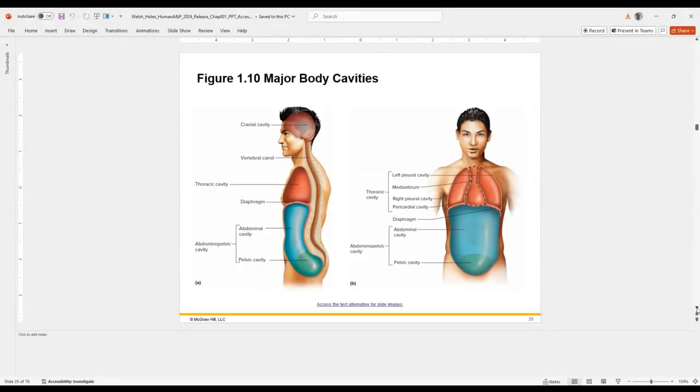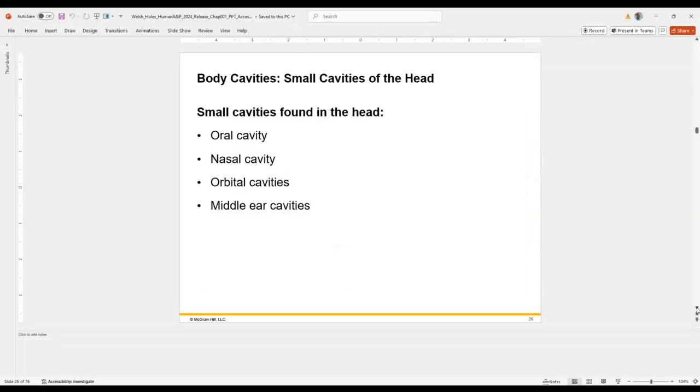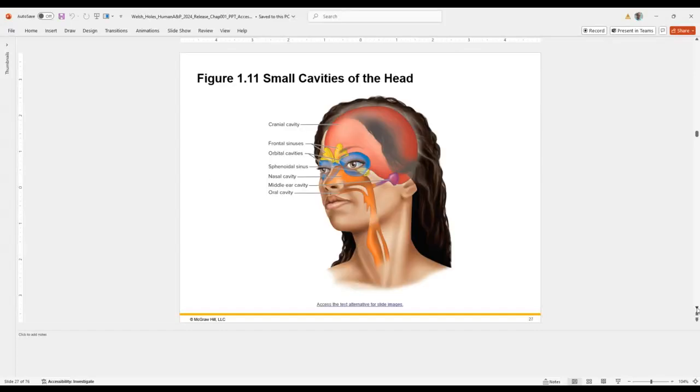Okay, this picture shows the major body cavities. You need to get to know these. There's also smaller cavities in the head, like the oral cavity, nasal cavity, orbital cavity, and middle ear cavities. And that's shown here in this picture. And you can very easily guess what is basically in those cavities, or what they're related to anyway.